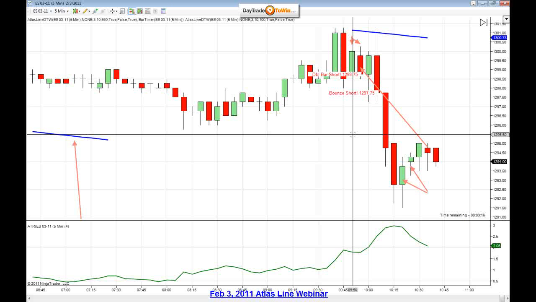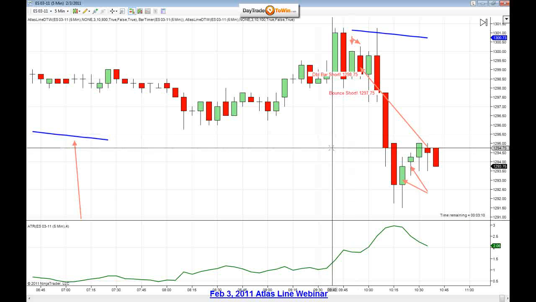Tony says you keep going long as long as it's above the Atlas line. Absolutely. You keep on going short as long as it's below the Atlas line. Works the same exact way.